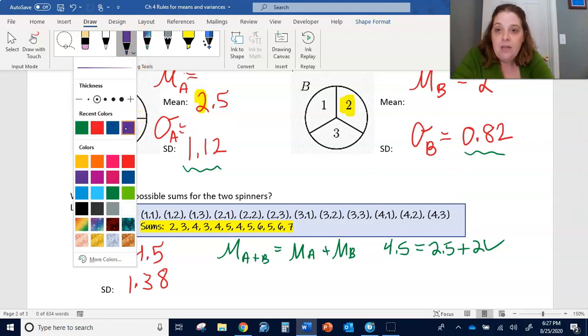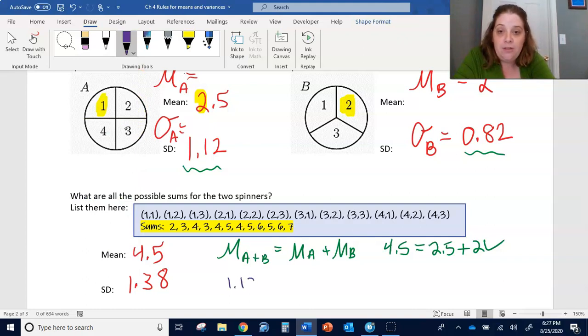Maybe, okay? And I'm going to take 1.12, and I'm going to square it. That's going to give me the variance of A. And 0.82, I'm going to square it. That's going to give me the variance of B.